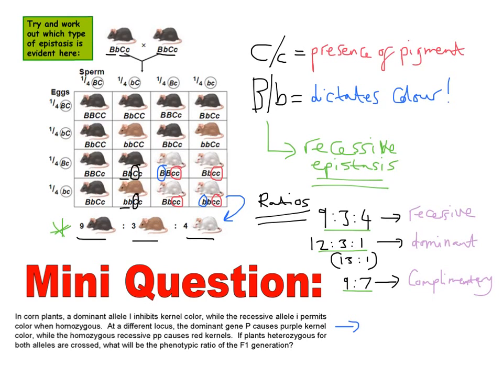Straight away from this, we need to look at the parents that we're crossing. It says we're crossing plants heterozygous for both alleles. So one parent would be big I, small i, big P, little p. And we're going to cross that with another big I, small i, big P, little p, because they're heterozygous for both, remember? So we're crossing these two.